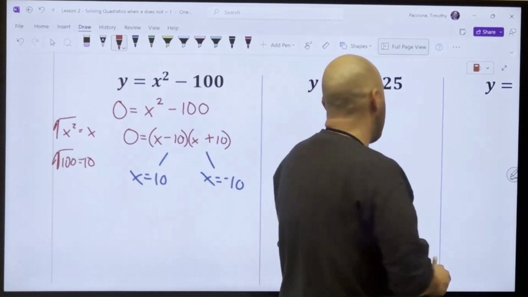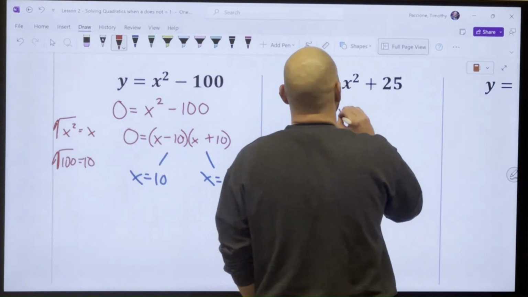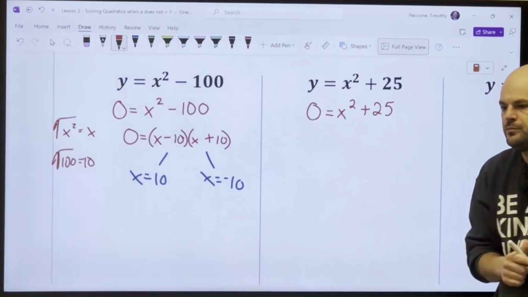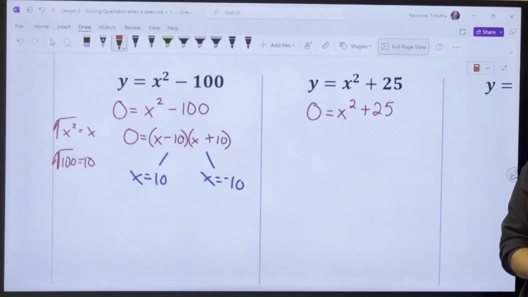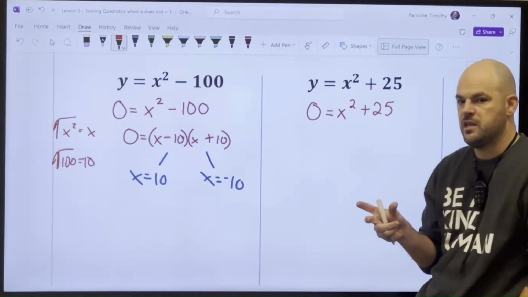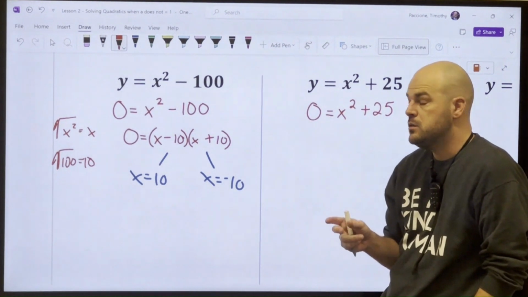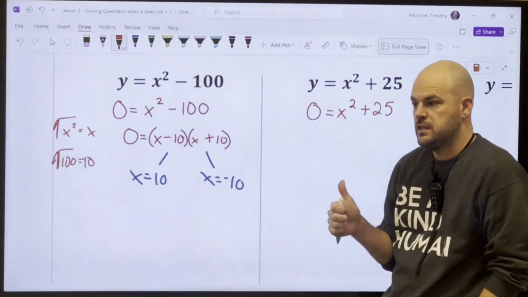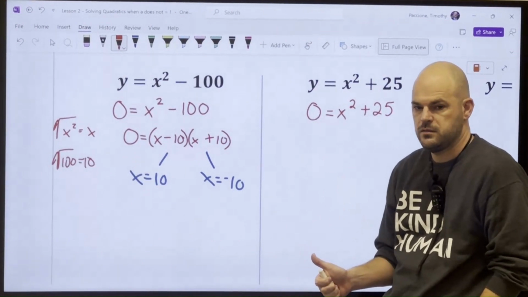x squared plus 25, set it equal to 0. And then what would it become? x plus 5, x minus 5. Anybody have a different answer? Look closer. What's the name of this property, this trick that we're doing? Zero property. No, the thing we learned today. Difference of perfect squares.